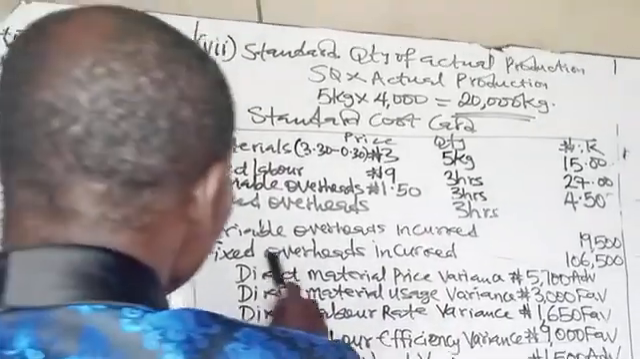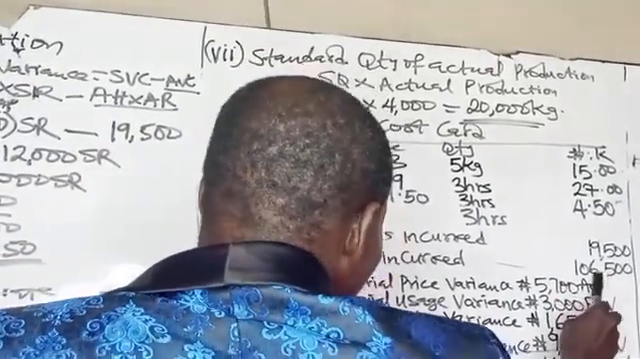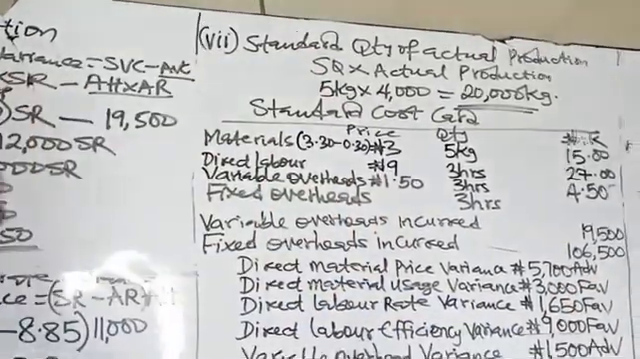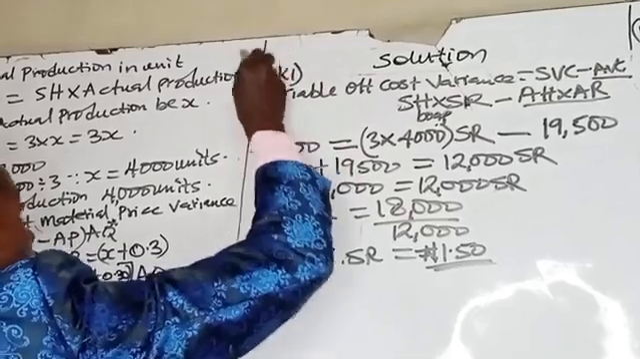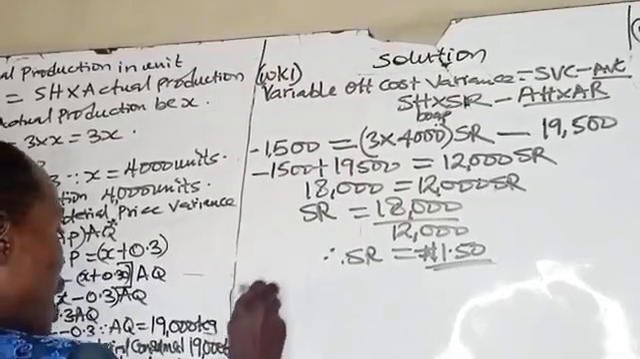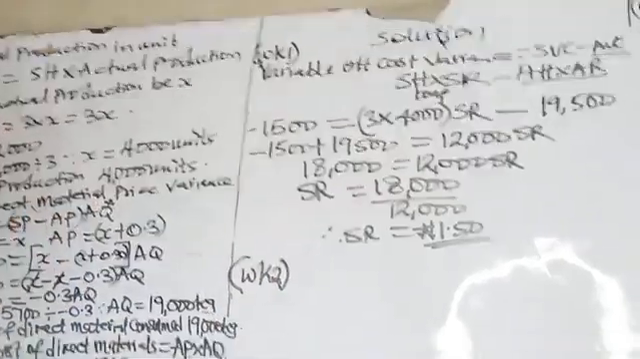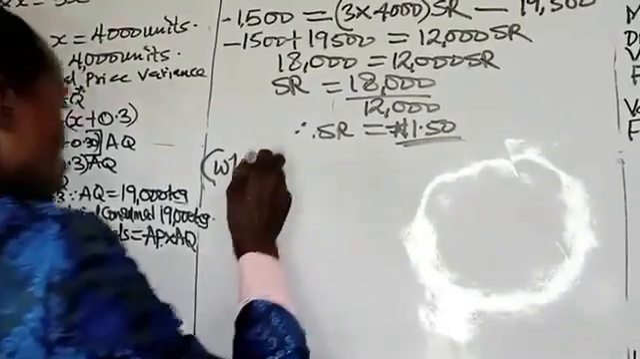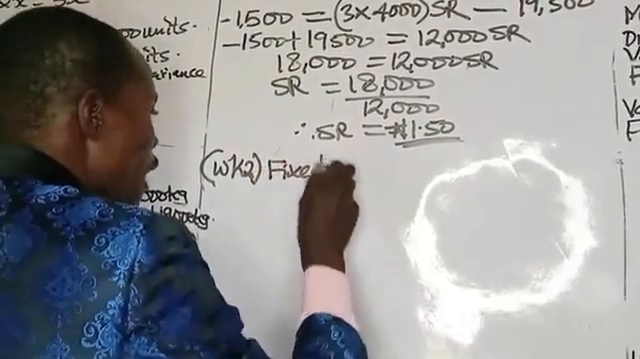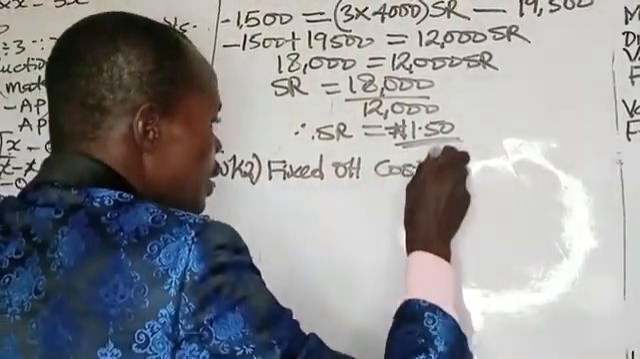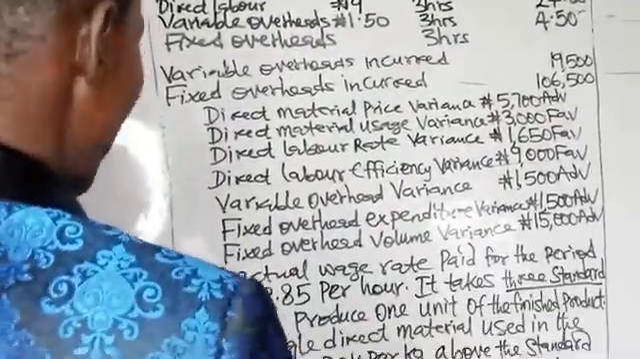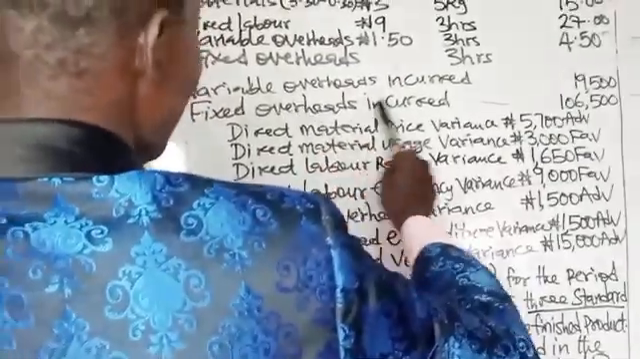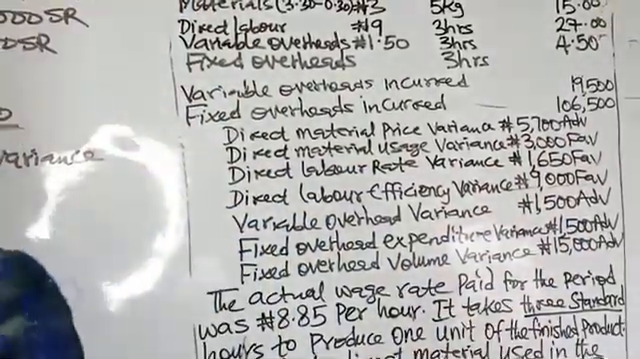But we are given the fixed overheads incurred, 106,500. This is the actual cost for fixed overheads, like that of the variable overheads. Then for the fixed overheads, you need the standard fixed overheads rate. Now let me use our fixed overheads cost variance. We are able to make use of the fixed overhead cost variance because you are given the fixed overheads incurred. You are given the amount incurred.